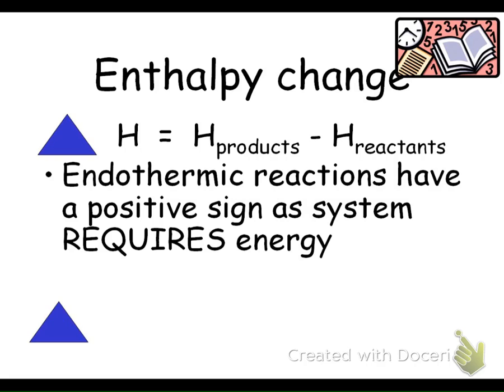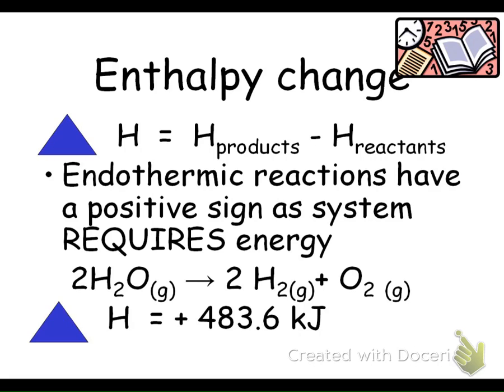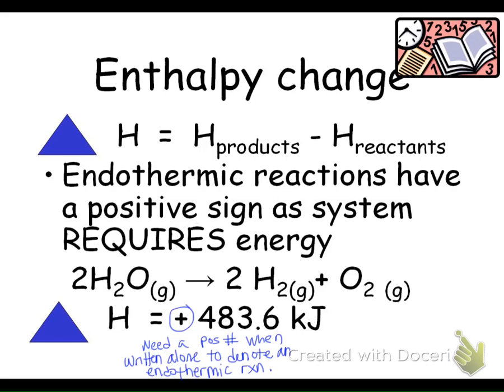So an endothermic reaction requires a positive sign, so because that's written outside of the chemical formula, this would need a positive sign to show that this is an endothermic reaction. So when it's not included in the chemical formula, we do need to make sure that we include those plus and minus signs.